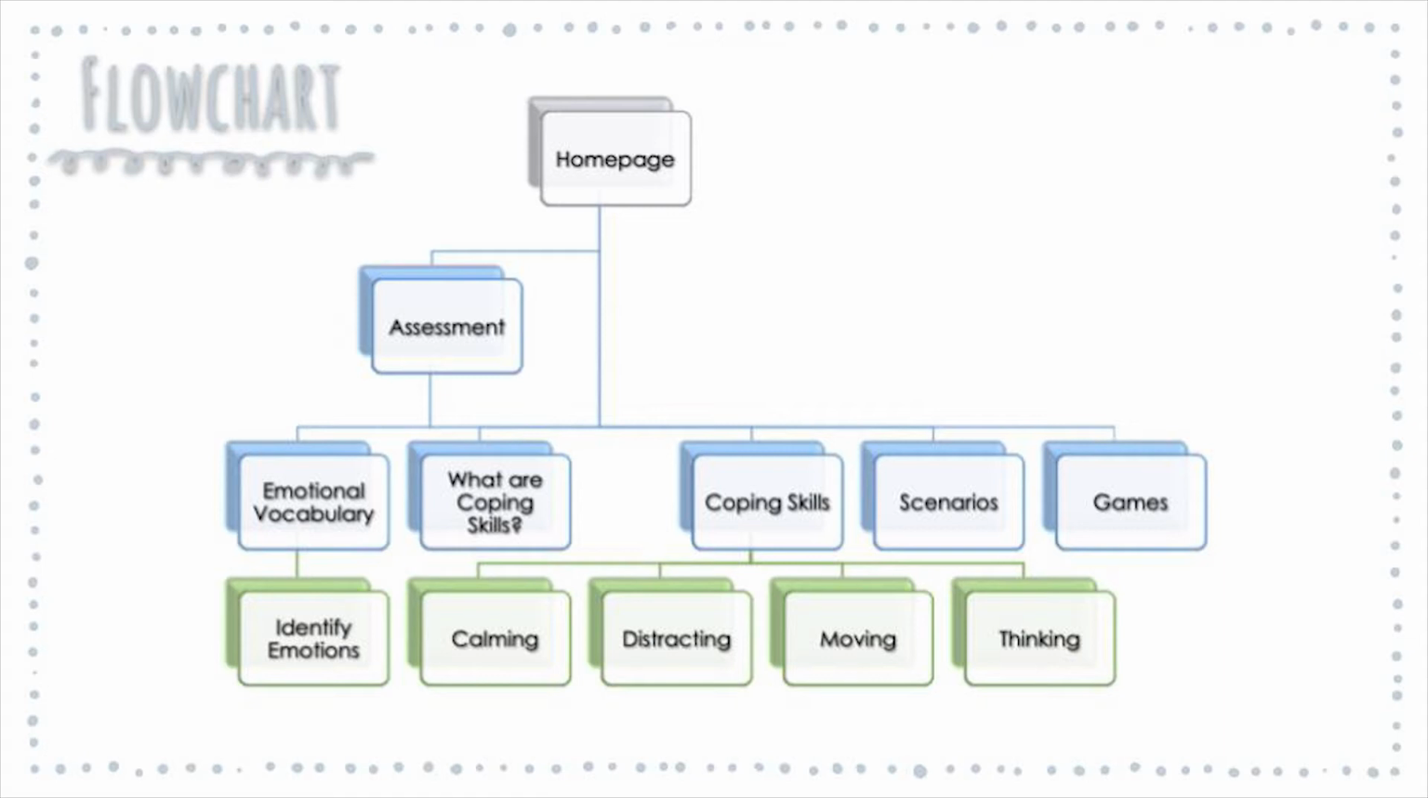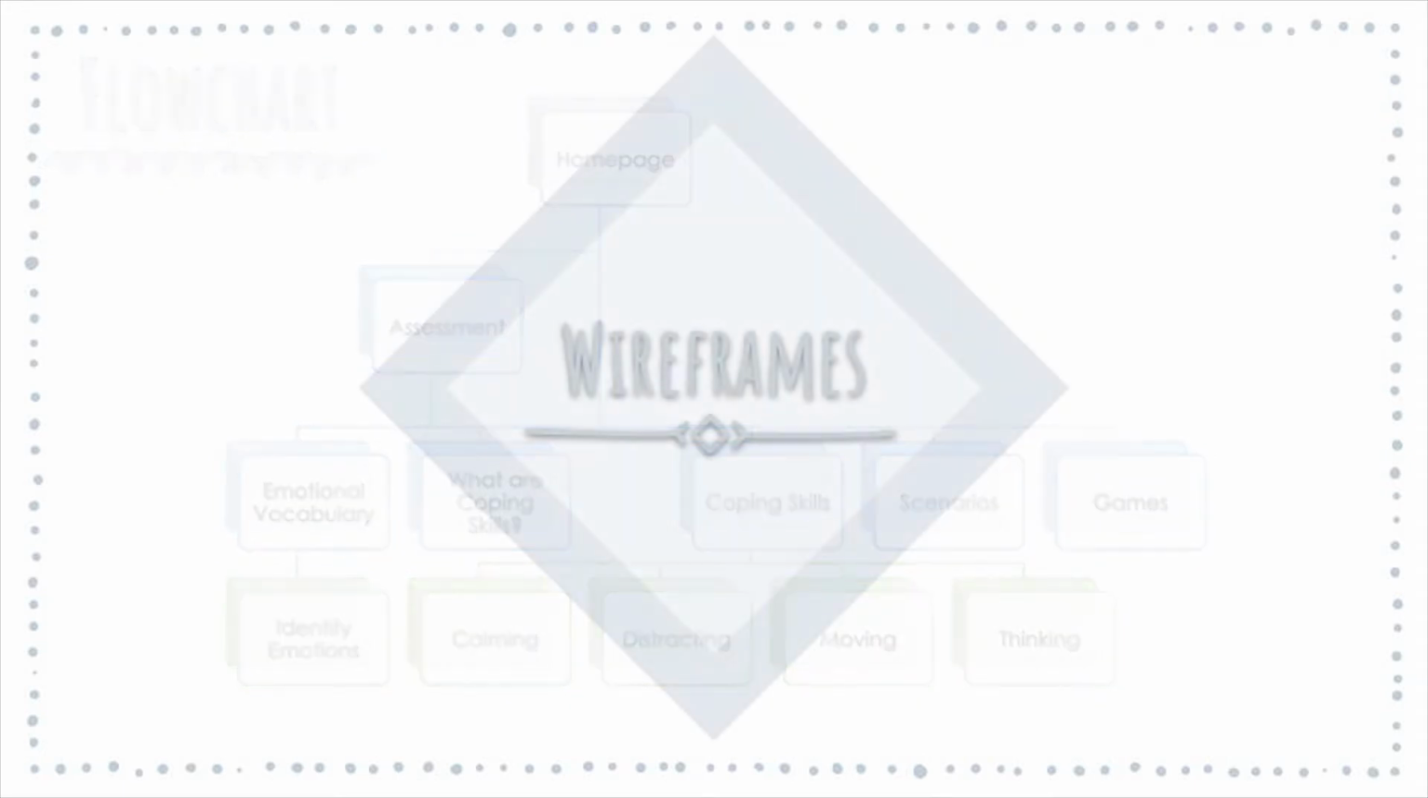When the learner visits the coping skills section, they are provided with 4 categories: calming, distracting, moving, and thinking strategies. Each category provides the learner with skills to aid in their ability to cope with negative feelings or difficult situations. Here are some wireframes from my initial design.